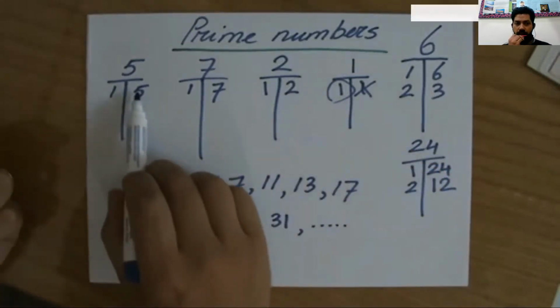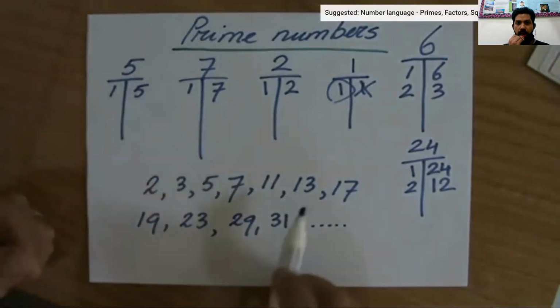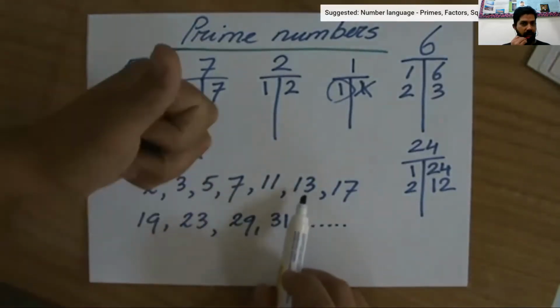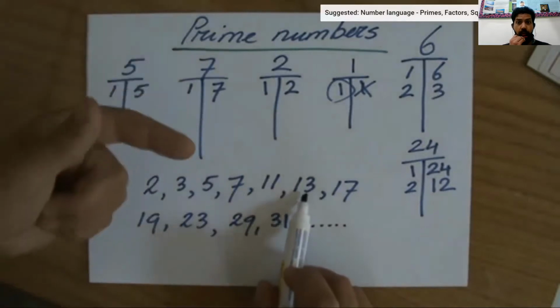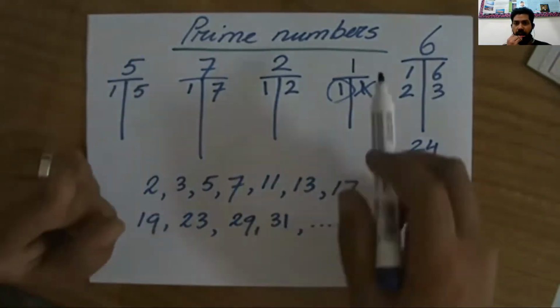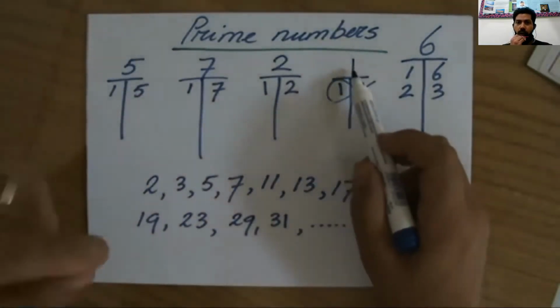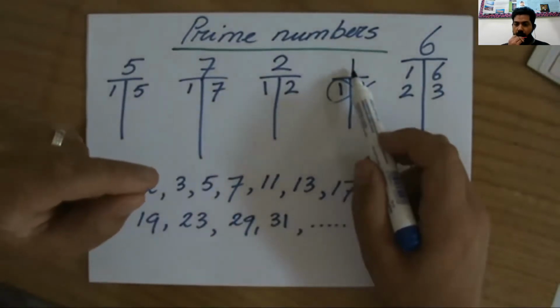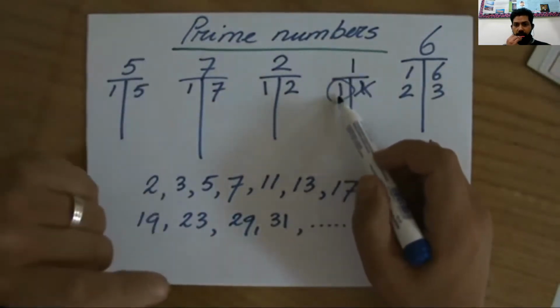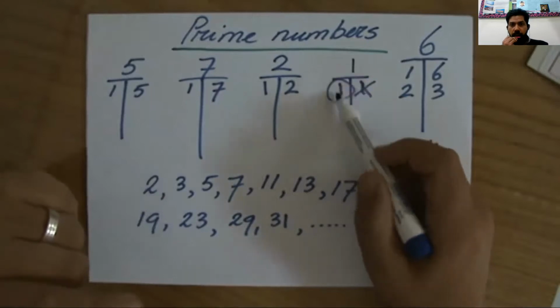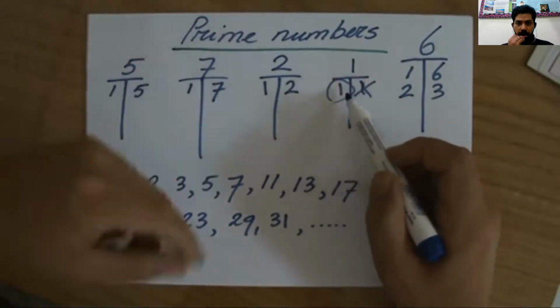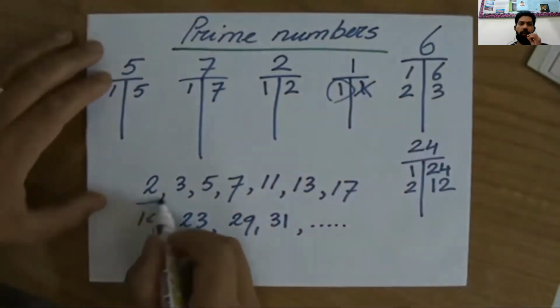So just remember the concept: exactly two factors, that is called prime. More than two factors, that is not a prime number. Number 1 is also not a prime number because 1 is repeating twice. So this is the key concept, how to remember which is a prime number and which is not. Yeah, I hope you understand, guys.